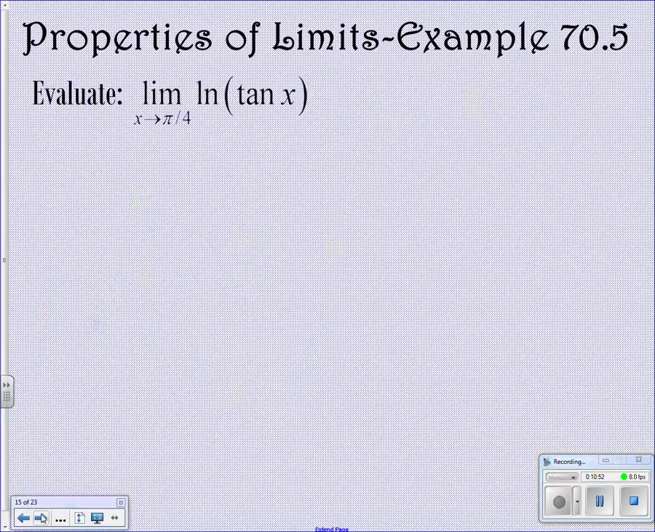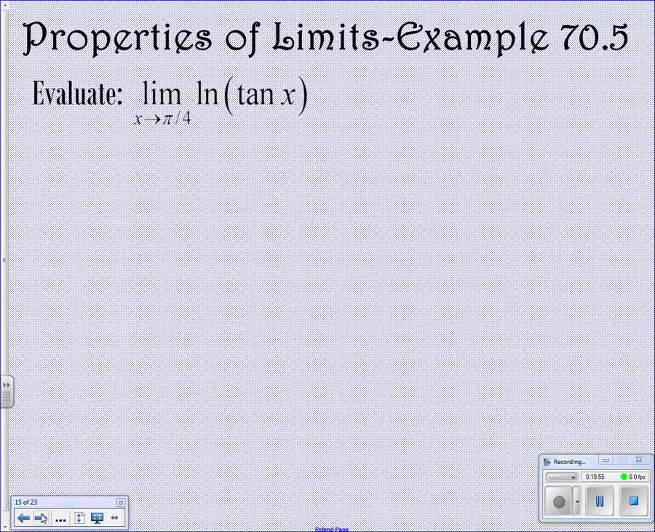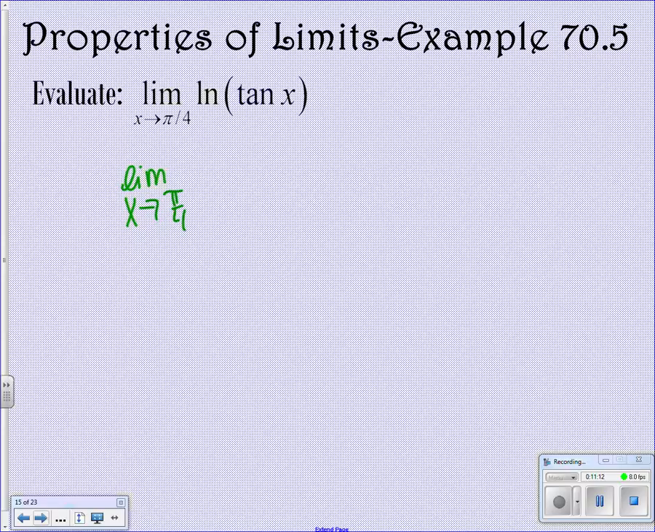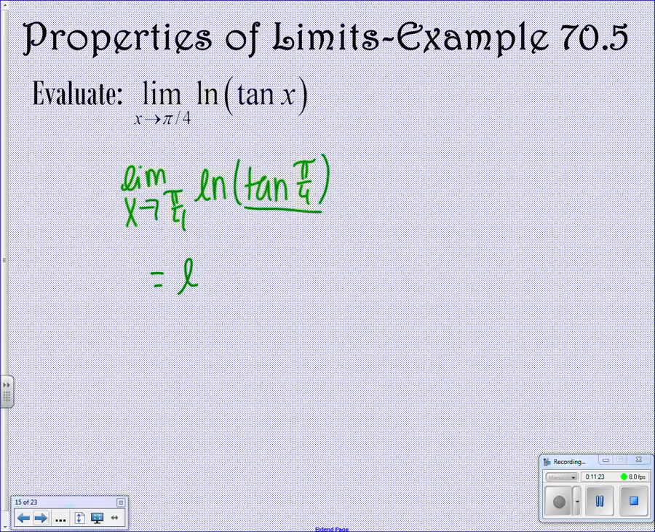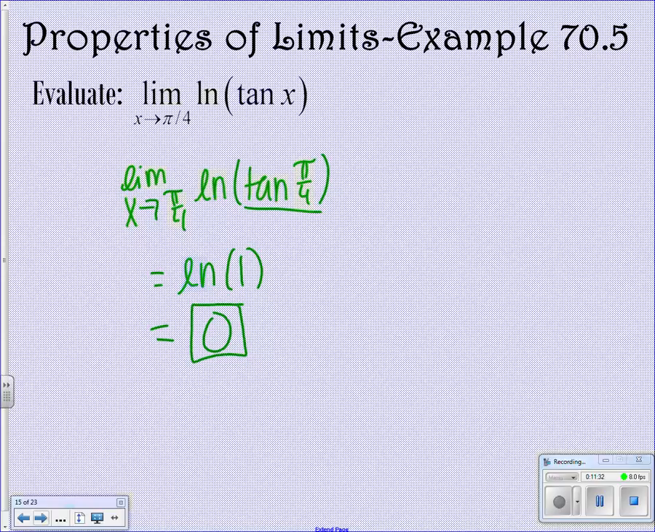Okay, looking here, we want to evaluate the limit as x approaches pi over 4 of the ln of tangent of x. And so that was that last property, number 7. We've got a composition here. So basically what you're going to do is take the limit as x approaches pi over 4, and you're just going to plug in pi over 4 here. Well, what is tangent of pi over 4? That equals 1. So we just have ln of 1, and the ln of 1 is 0. And so that would be the value for that limit, it just equals 0.